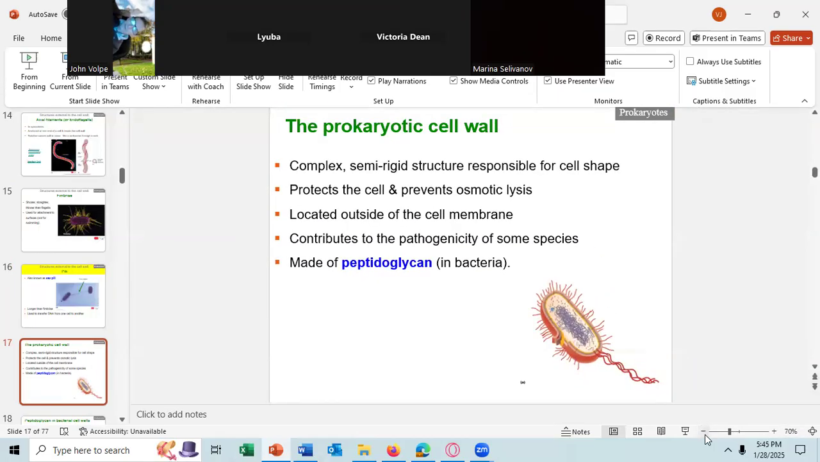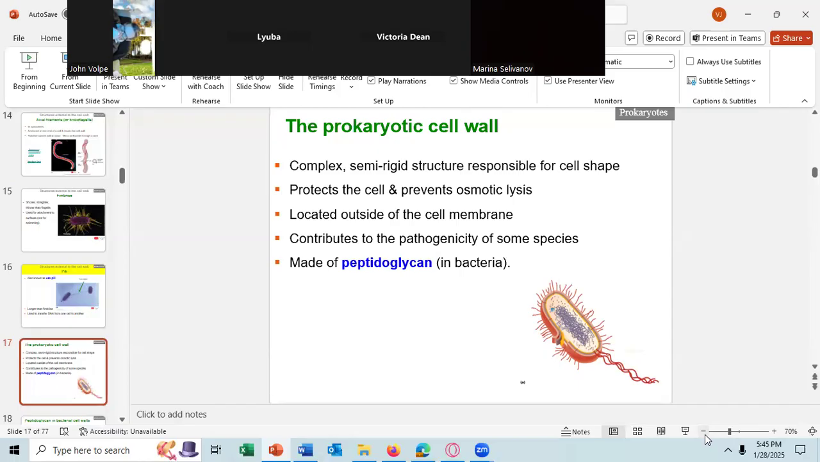The prokaryote cell wall is a complex, semi-rigid structure. It is responsible for giving the cell its shape if the cell has a cell wall. The few bacteria that do not have a cell wall take on many different shapes, because the cell wall holds the cytoplasm together so the cell doesn't burst.